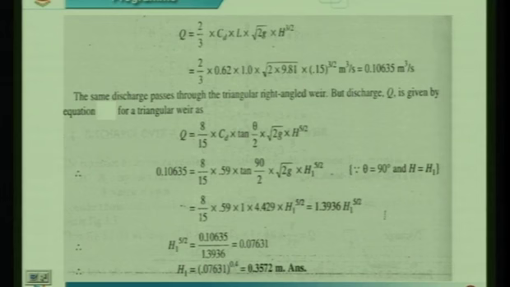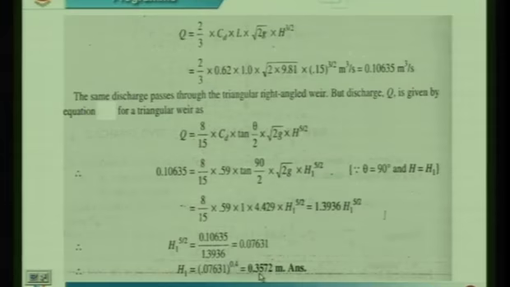So, Q is the same. For this Q, the head over the rectangular notch is 15 centimeters. But if you allow the same discharge over the triangular notch, what will be the head? The head will be 36 centimeters, almost double what you measured on the rectangular notch.